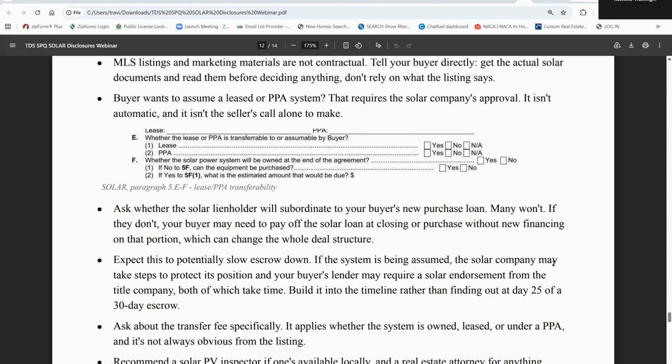Expect this to potentially slow down escrow. If the system is being assumed, the solar company may take steps to protect its own position, and your buyer's lender may require a solar endorsement from the title company, both of which take time. Build it into the timeline rather than finding out on day 25 of a 30-day escrow.